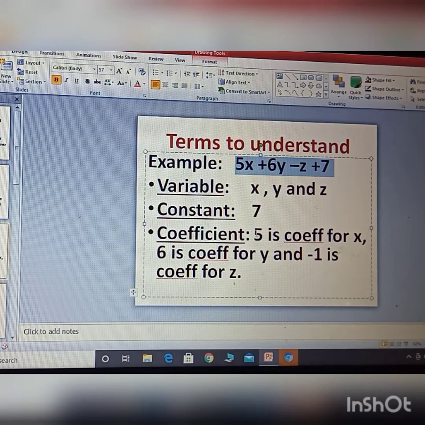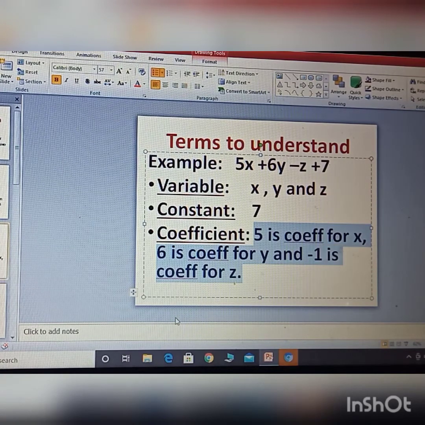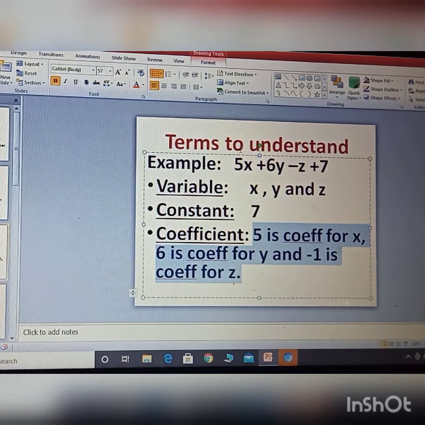So this is very clear. Now you can see this one, and I hope you can understand it: 5 is the coefficient of x, 6 is the coefficient of y, and minus 1 is the coefficient of z. So guys, I hope you have now understood the meaning of variable, constant and coefficient within algebra. Let's move forward.